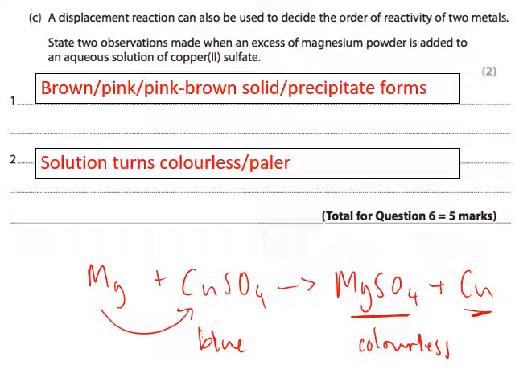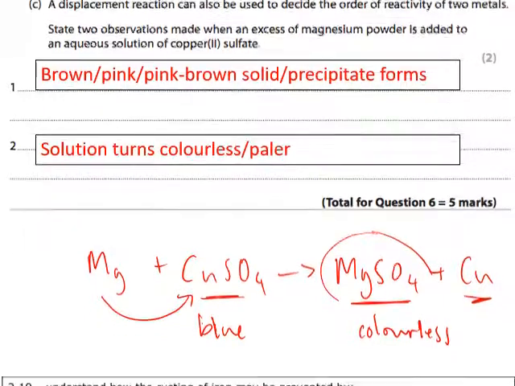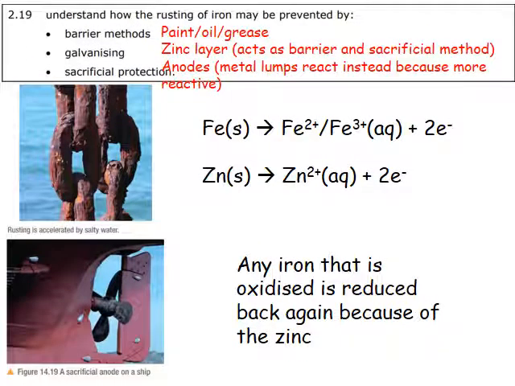And most of the sulfates that you come across in GCSE are going to be colorless, except for your copper sulfate, which is characteristically blue. Okay, so you need to know how rusting happens and some of the ways that we can prevent it, because iron's a very important metal used in transport. So barrier methods, we can use paint, oil and grease, although there's some disadvantages here, that if the metal scratches, then it's left unprotected, so that can be quite bad.